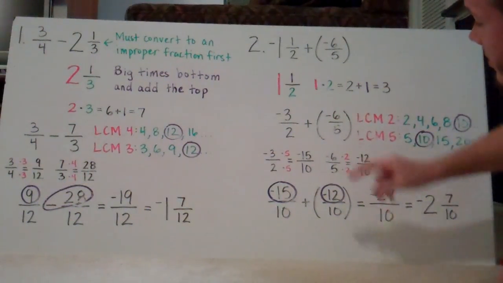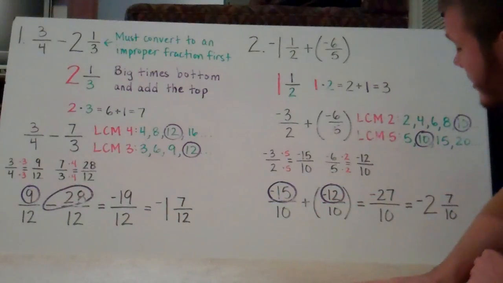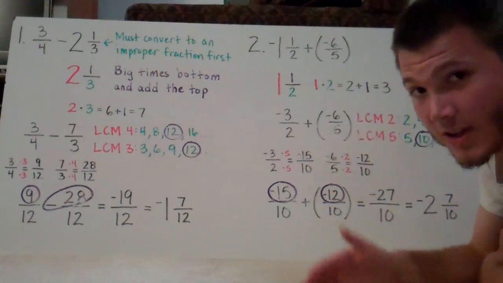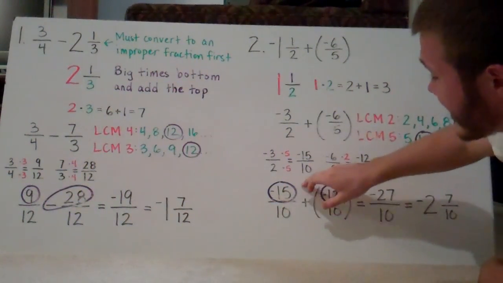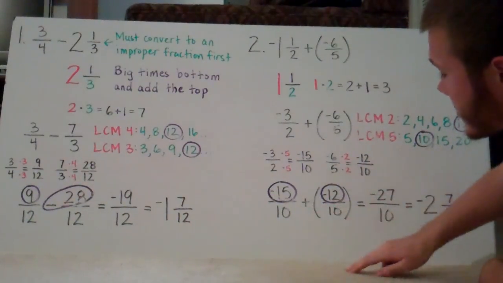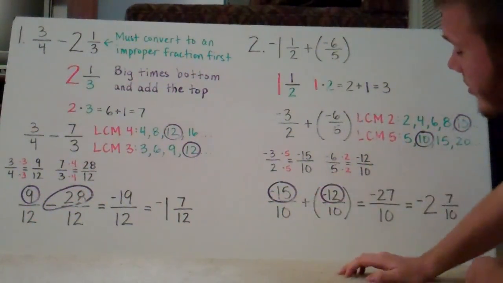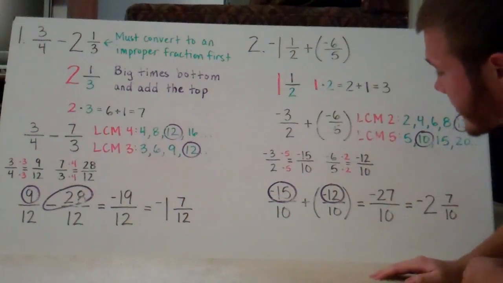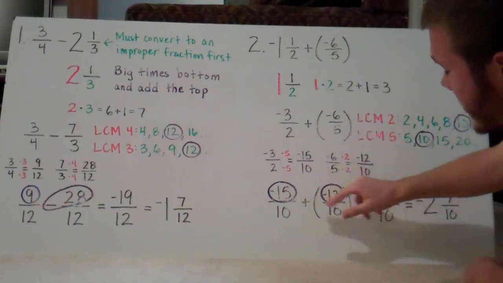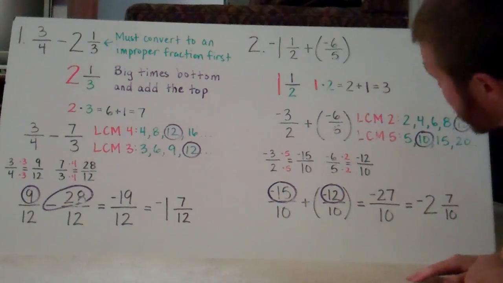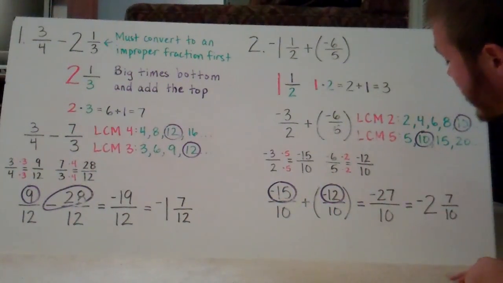Now my new problem, after I convert these fractions into fractions that have the same denominator, is negative 15 over 10 plus negative 12 over 10. So we're going to circle those top numbers and the signs to the left of them. So we got negative 15, negative 12. When you combine those, you're going to get negative 27 all over 10.